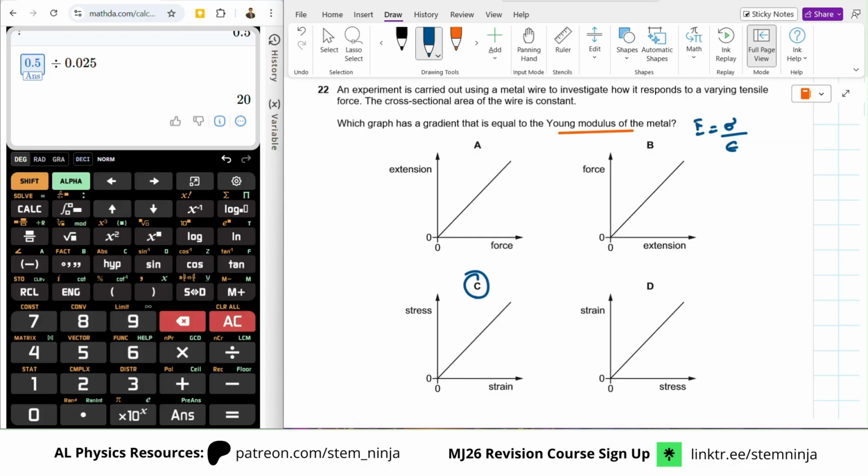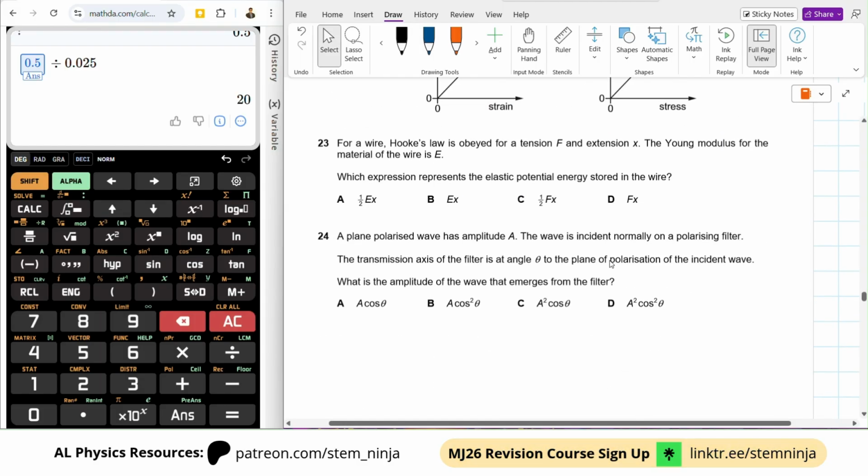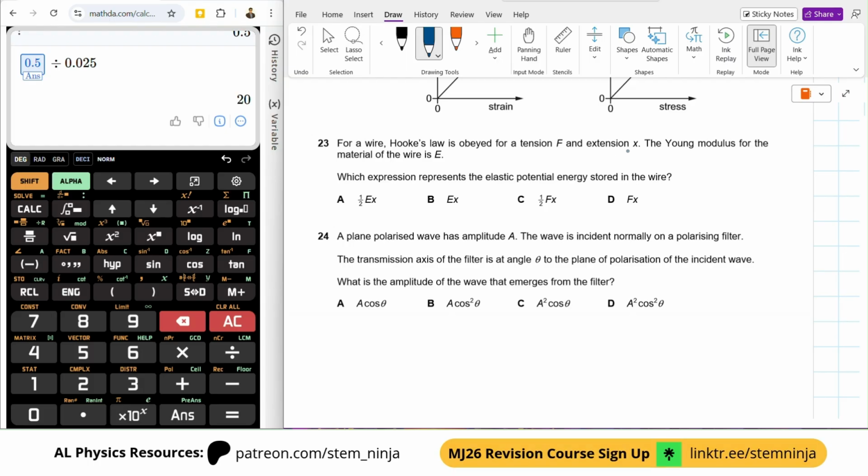Right. Okay. For a wire, Hooke's law is obeyed for a tension F and extension X. The Young modulus for the material is X. Which expression represents the elastic potential energy stored in the wire? Basically, that would be the area under the Fx curve. So half times Fx.